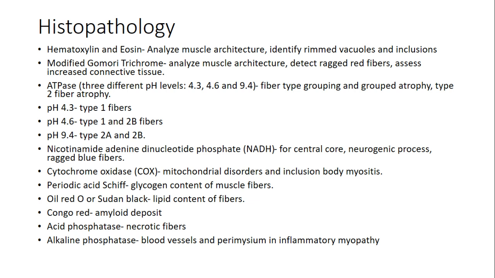Nicotinamide adenine dinucleotide, NADH, which appears purplish and bluish. We'll see for central core, neurogenic process, and ragged blue fibers, which is another form of mitochondrial dysfunction, okay? This is not very commonly given in the exam scenario. Most commonly, besides hematoxylin-eosin, it's going to be Gomori trichrome. Let me tell you. Okay, cytochrome oxidase. Again, for inclusion body myositis is important. You look at that, and the mitochondrial disorders.